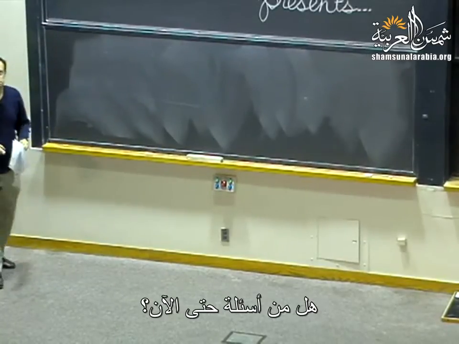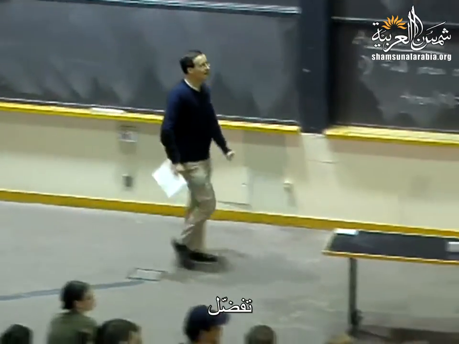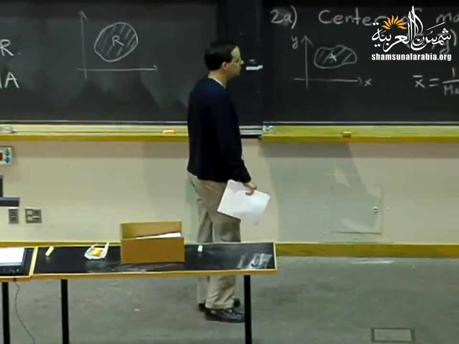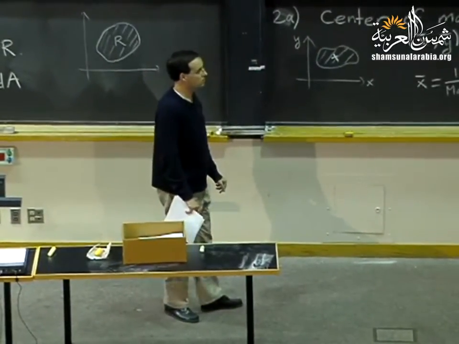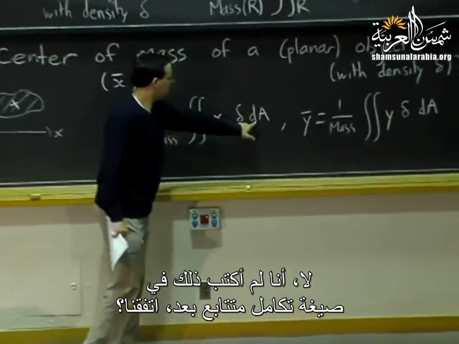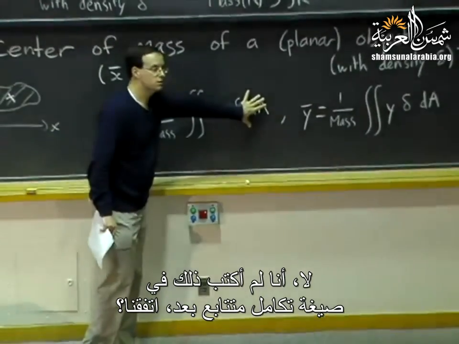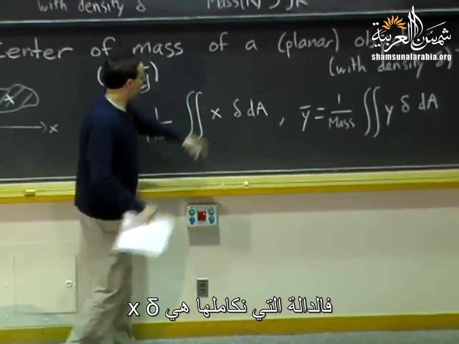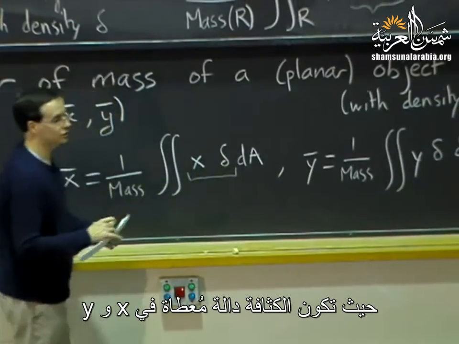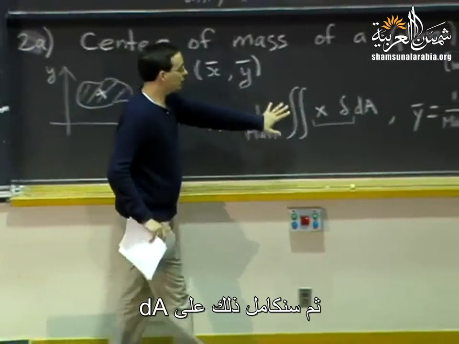Any questions so far? No? Yes? When you do that double integral over here, the inner one is y, the outer one is... No, sorry. So here I didn't set this up as an iterated integral yet. The function that I'm integrating is x times delta, where delta, the density, will be given to me maybe as a function of x and y. And then I will integrate this dA.